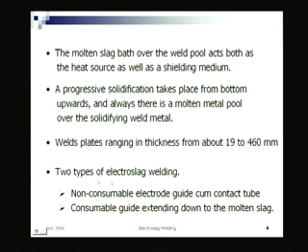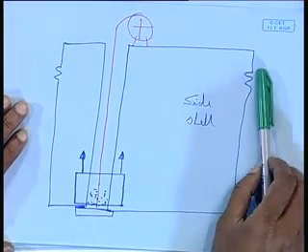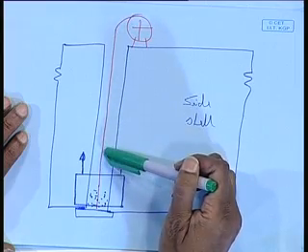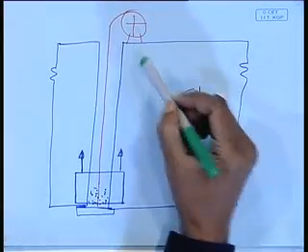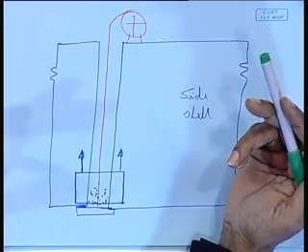Anyway, so there are generally two types of this electroslag welding, one can say, depending on how you feed the electrode, right. One is a non-consumable electrode guide, another is a consumable electrode guide. That means, you see the process is very simple. There are no complications as such, a simple process, but there are engineering difficulties in it.